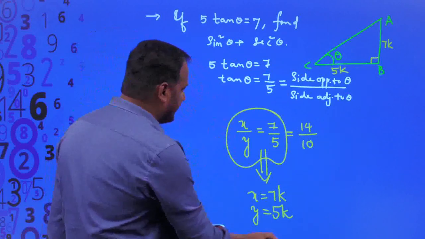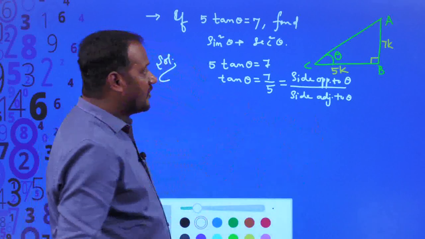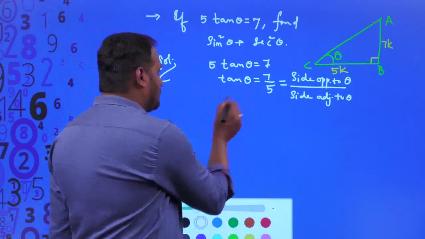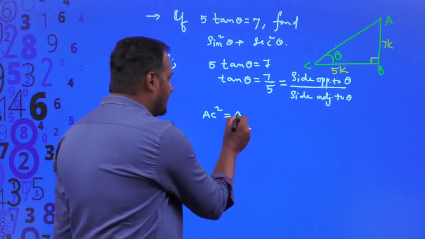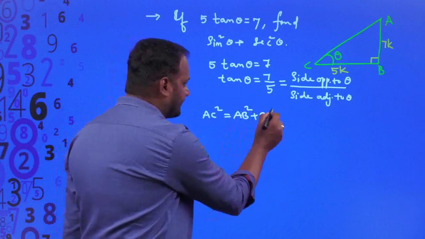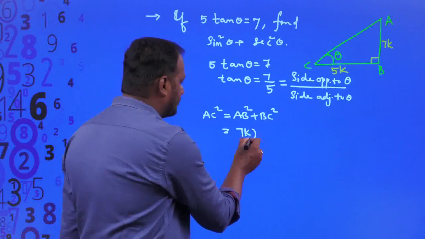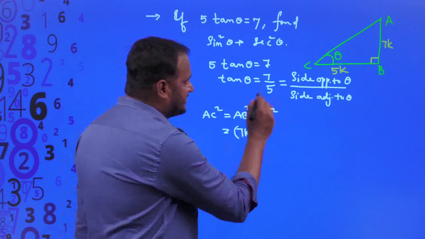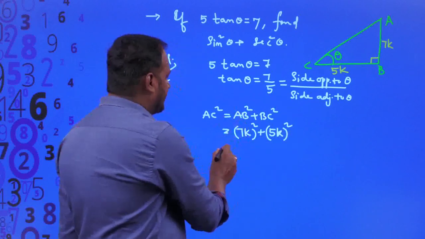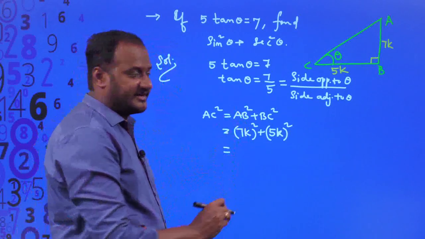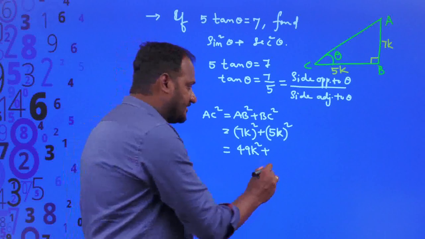So how to obtain the third side? Yes, by using Pythagoras theorem. By using Pythagoras theorem, you can easily obtain the third side AC, right? So in the triangle ABC, by Pythagoras theorem, AC square is equal to AB square plus BC square, correct? Here AB is equal to 7k, so 7k whole square plus BC square. BC is equal to 5k, so 5k whole square. 7k whole square is nothing but 7 square into k square. So 7 square is 49k square, plus 5k whole square, 5 square is 25k square.